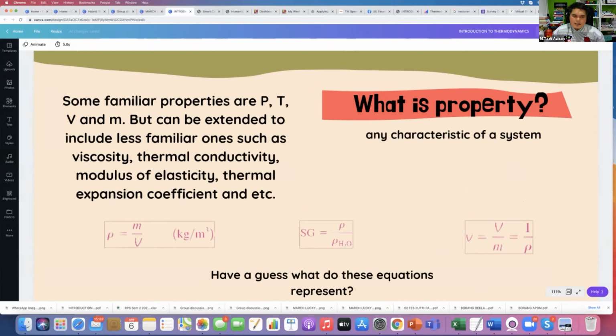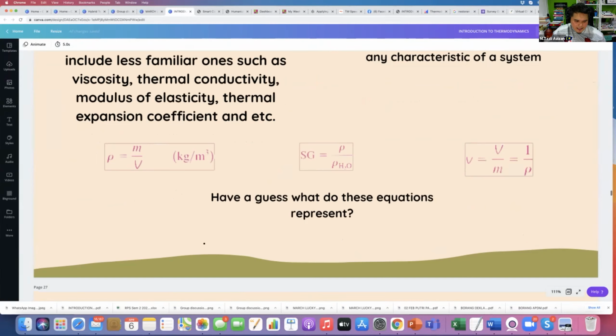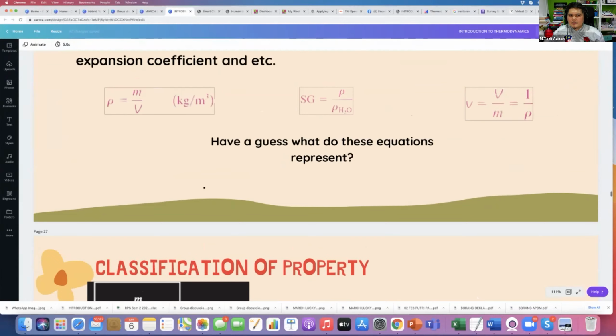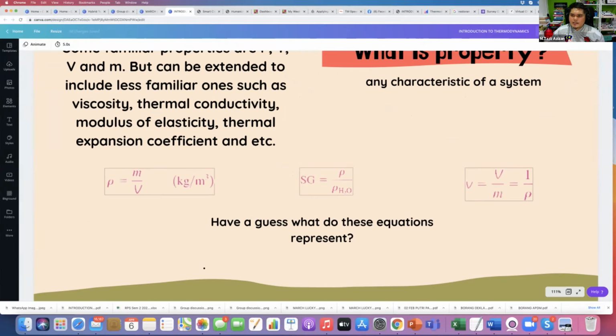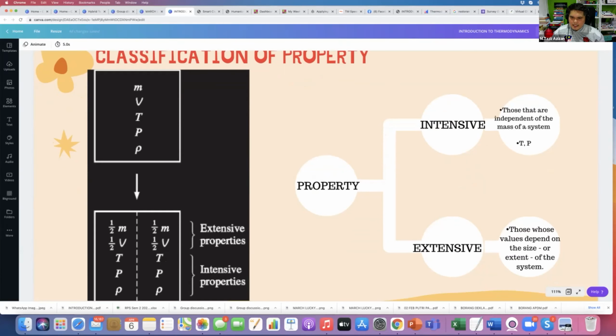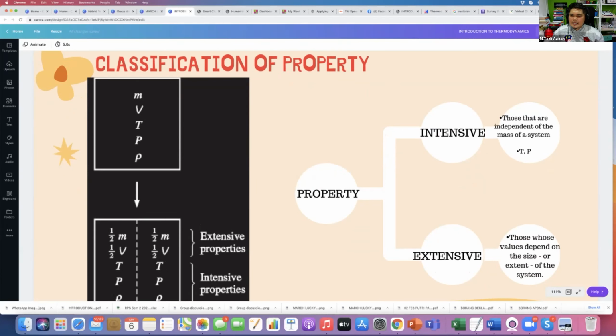If you look at just a bottle of water, for example, you'll be able to tell how much volume the water is, what the density of water is, what the thermal conductivity is, and so on. Telling all these characteristics is what we call property. Classification of property: there are two ways to classify the property. One is intensive property, and another one is extensive property.